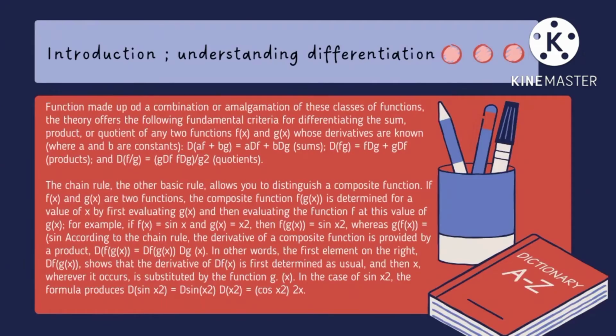So let's begin with the introduction. What is differentiation? Differentiation really is a function made up of a combination or amalgamation of these classes of functions. The theory offers the following fundamental criteria for differentiating the sum, product or quotient of two functions f(x) and g(x) whose derivatives are known, where a and b are constant.